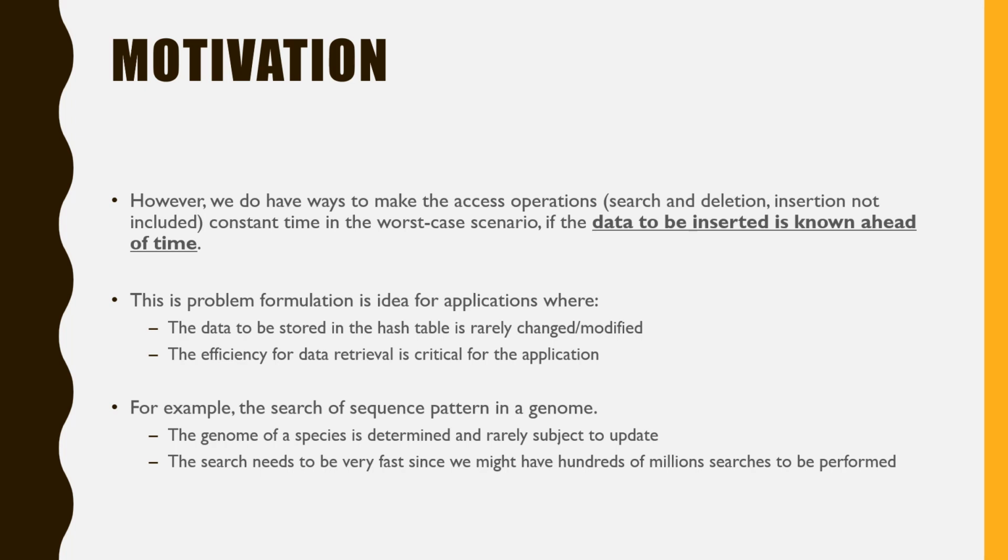For example, imagine if we have collected a large number of short DNA fragments and try to find their locations in the genome. We can improve the speed of the search by building a hash table of sequence patterns of the genome. Since the genome of a species is rarely subject to change, we can expect nearly no insertion or deletion for the hash table built from the genome. On the other hand, because we have a lot of DNA fragments to search, we do want to ensure a fast search time. So, for these applications, what we can do is assume that the data elements to be hashed are known ahead of time, and then develop an algorithm that ensures worst-case constant access time.